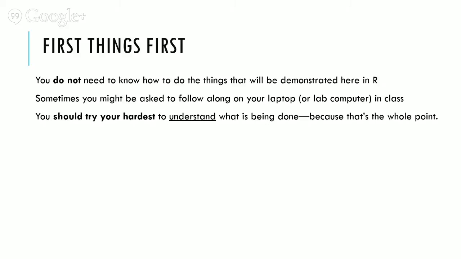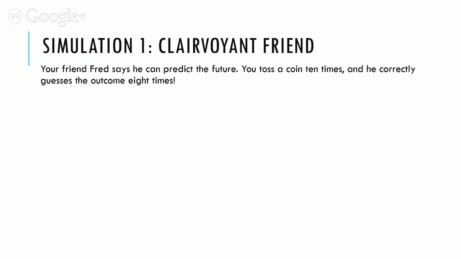The whole reason we do simulations is so we can understand what a p-value is and some other things. So let's do some of the situations that we did before, but using simulation in the software program R. So let's say your friend says he can predict the future. Now let's modify the situation. Let's say you toss a coin 10 times and he correctly guesses 8 times.